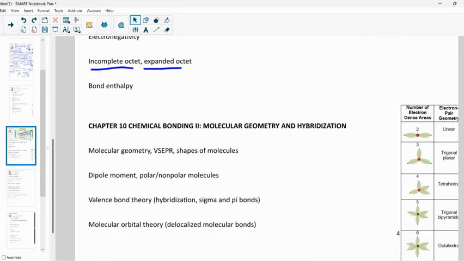Bond enthalpy. This is the only place all year where it's reactants minus products. Everywhere else it's final minus initial, products minus reactants. And this is a way for us to get our delta H, our enthalpy change. Reactants minus products. All right, why is it this way?